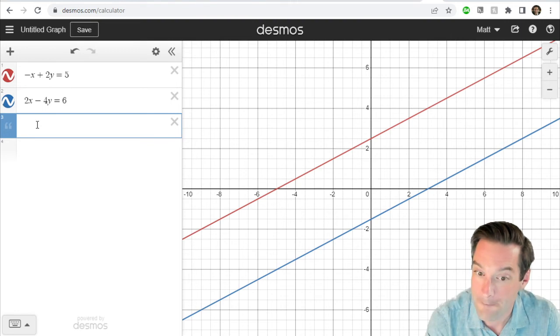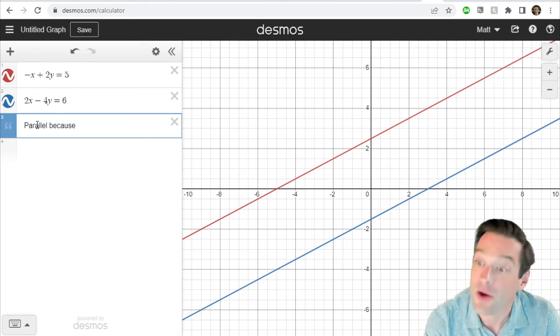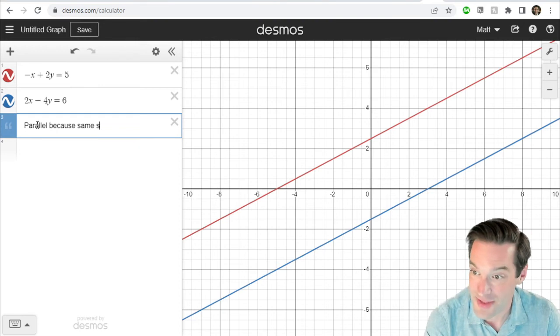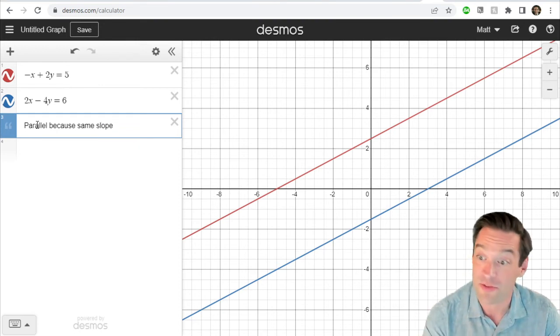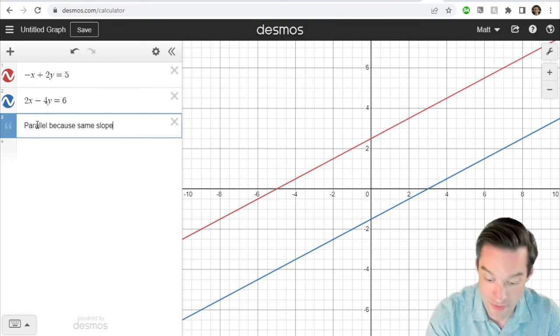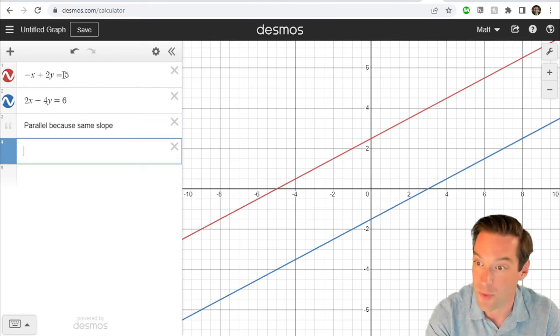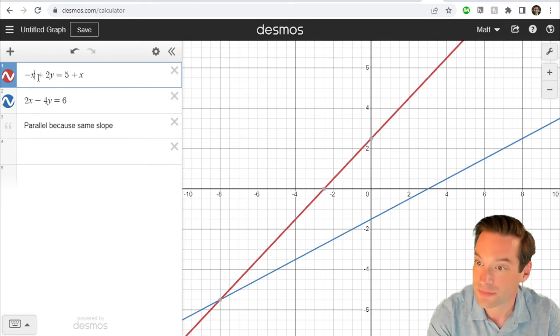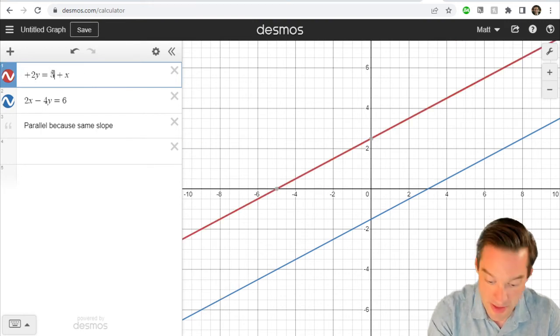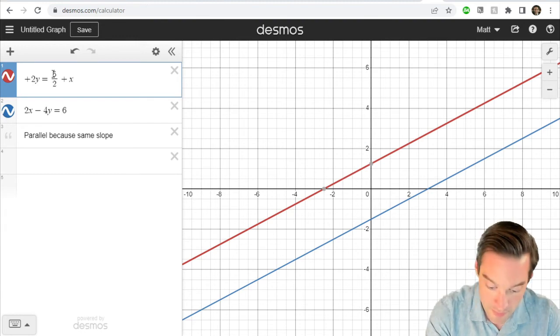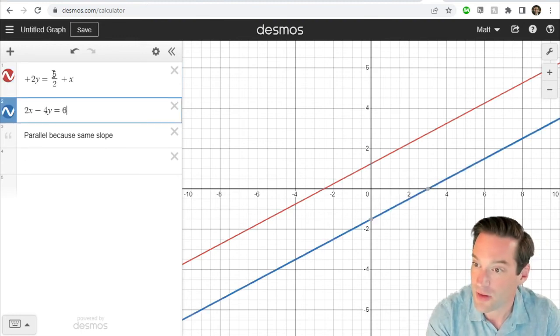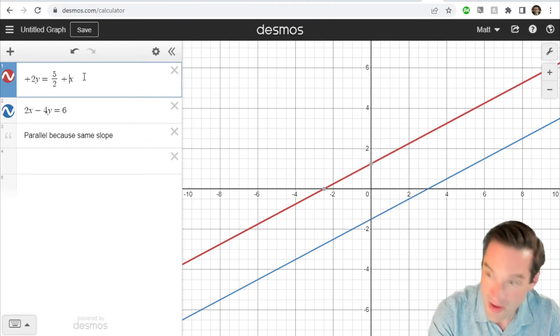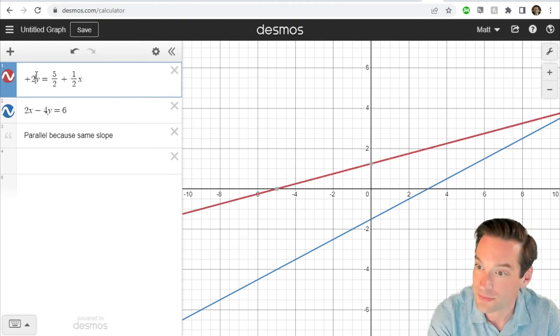If you put it into slope-intercept form, you're going to end up having the same slopes. Yes, parallel because these 2 lines have the same slope. So if we did the work to find the slope-intercept form of these equations, just solve each one of them for y. I would add x to both sides here, and then divide both sides by 2. So my first equation is y equals 5/2 plus 1/2 x.